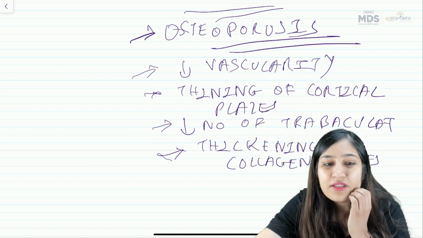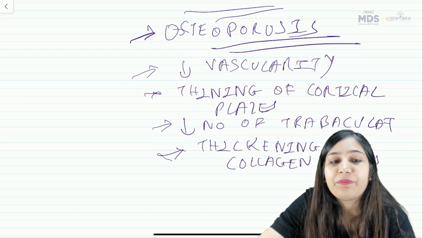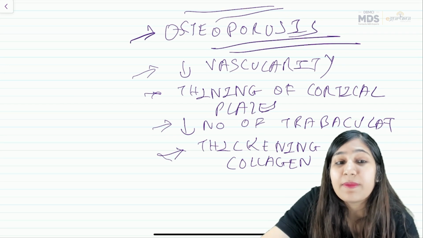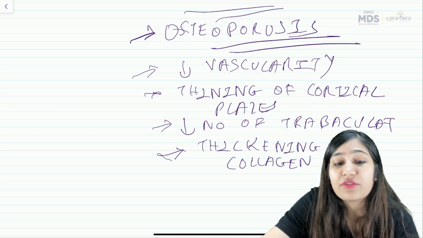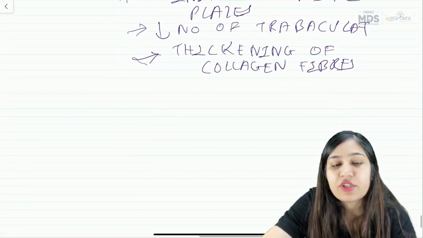Clinical considerations, we have seen osteoporosis, loss of bone. Osteopetrosis may be present, thick bone, difficulty in tooth extraction, right? This will be the clinical considerations.